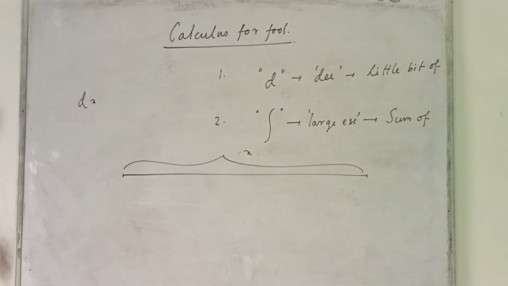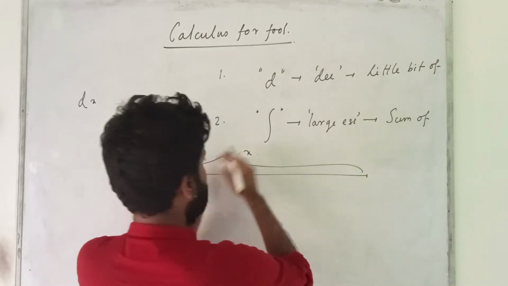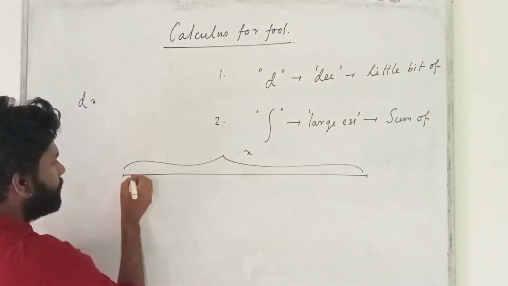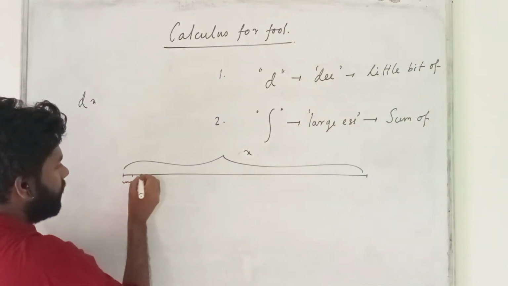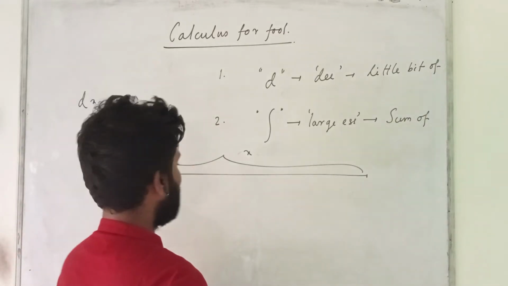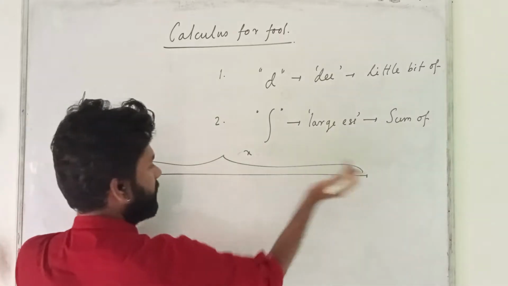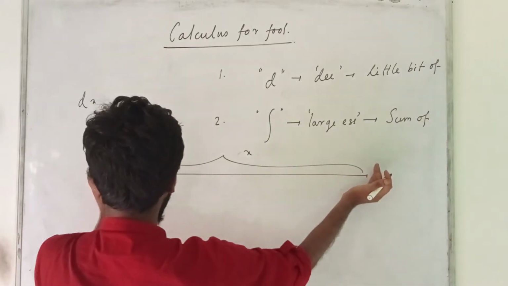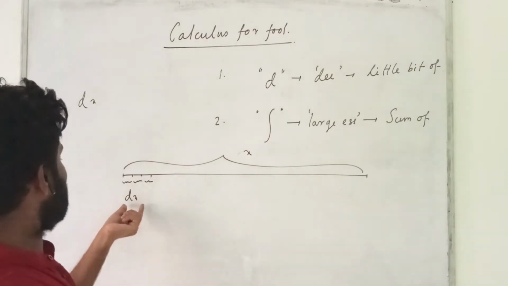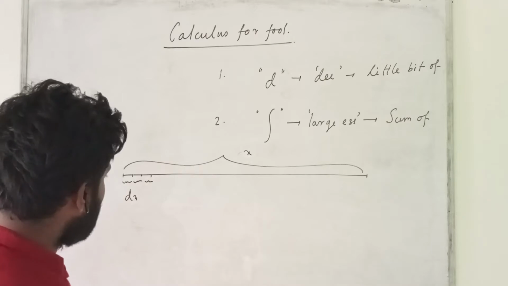If you have a large straight line of length x, and you cut a very small piece, one of these pieces you can call dx, because it is a little bit of x. The very large thing is x, the small piece is dx. So it is a dx, a dx, a dx.